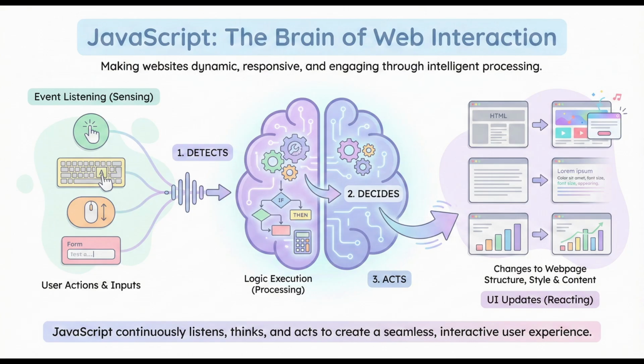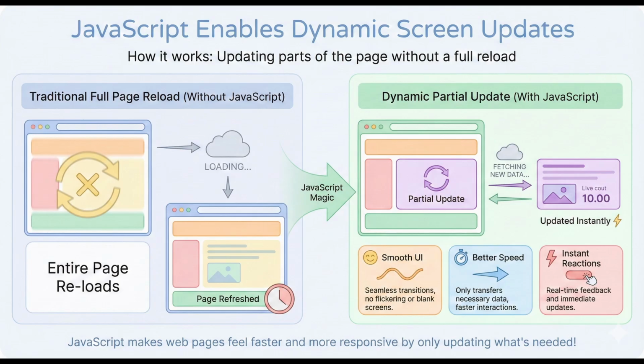If we keep it simple, JavaScript is the brain that makes websites and apps feel alive. It listens for your actions, it runs the logic that decides what should happen next, and it updates the screen without reloading the entire page. Anytime something changes instantly on your screen, JavaScript is doing the work.